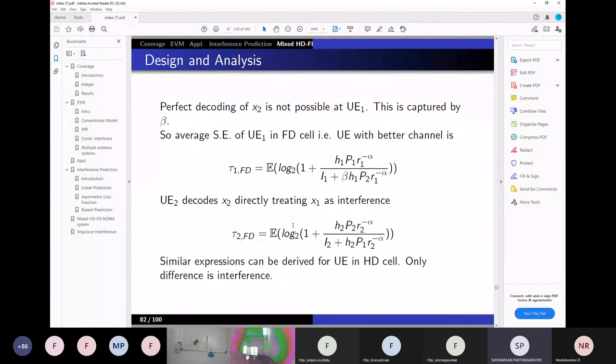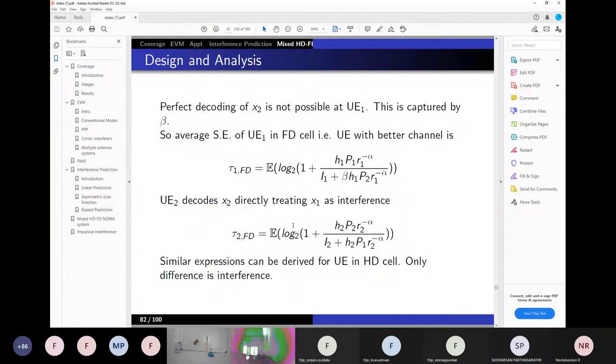Next, UE2 decodes X2 directly, treating X1 as interference. So what will be the rate at UE2? Log of 1 plus signal power divided by interference power plus H2 into P1 into R2 power minus alpha. Here it essentially means beta equal to 1, because I am not decoding X1 at all. I'm just treating it as interference. With these two expressions, we can do the math and derive the rate, but I'm not going to do all that. I'm directly going to go into the plots.